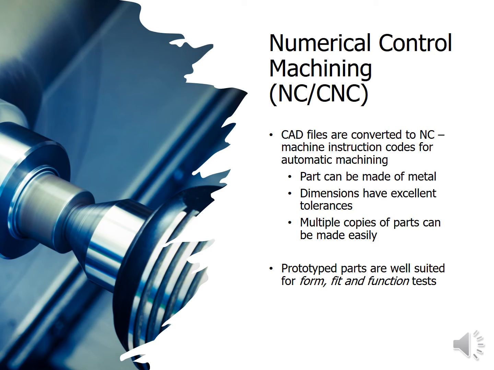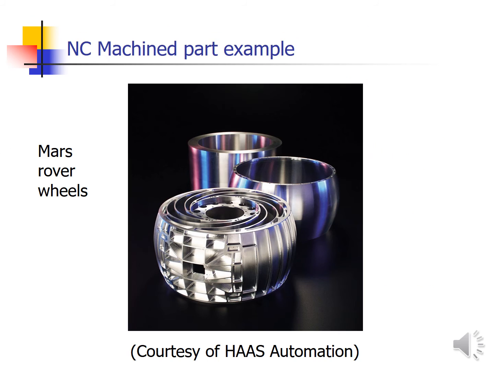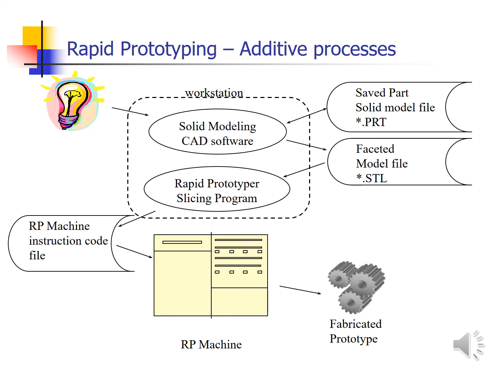Numeric control machining, or NCM. CAD is converted to NC, as already explained, so that the machine can operate. The dimensions are good; CNC gives excellent tolerance. Multiple copies can be made easily, and prototype parts are well suited for form, fit, and function tests. This is an example of an NC machine.